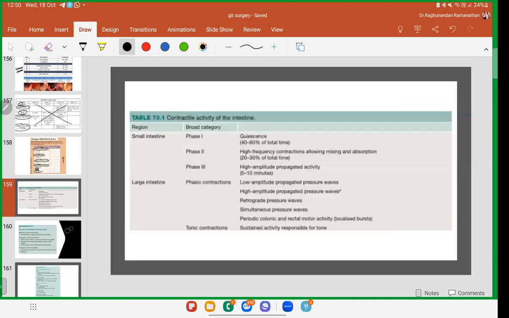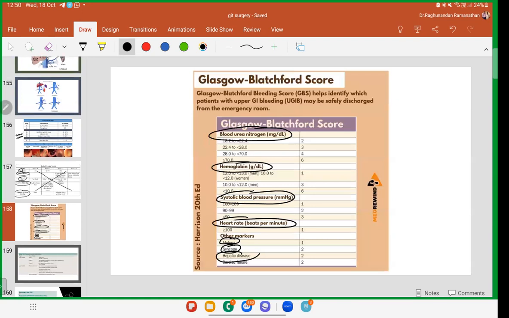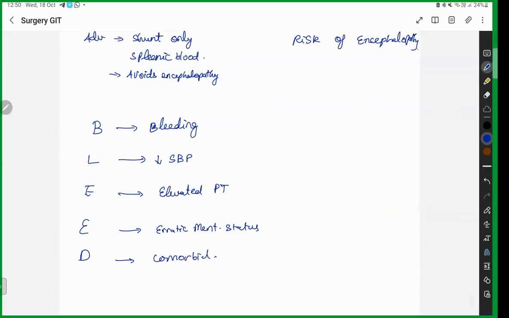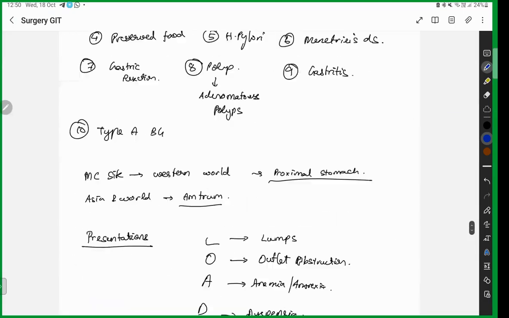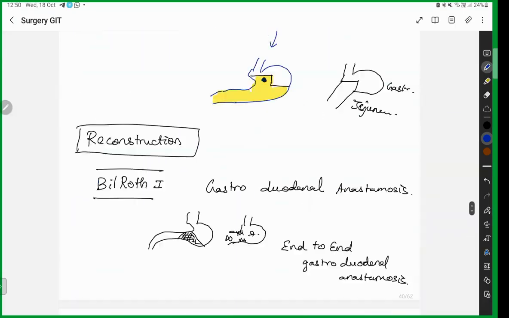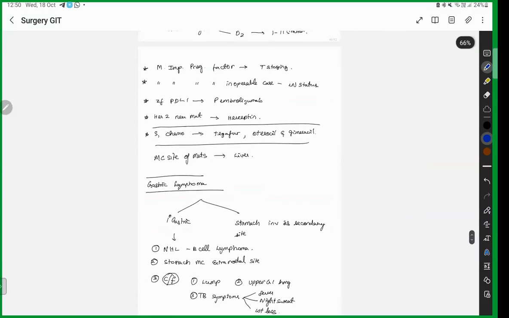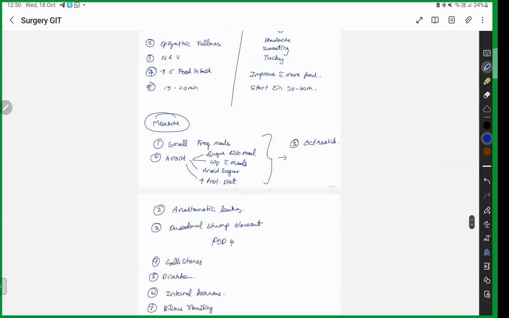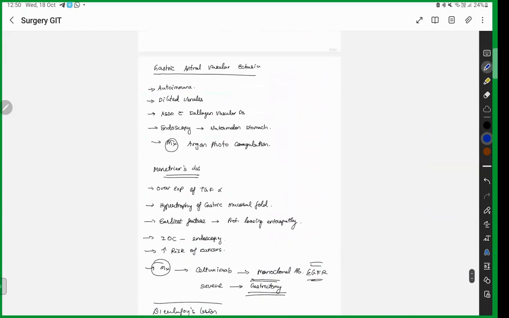Next, we are going to talk about the small intestine. With this, we are completing a very important topic, your liver. We have completed upper GI hemorrhage, so next we are going to discuss the small intestine. Do you remember I told you to take a screenshot initially? In that screenshot, I have described the important questions that will be asked from the exam point of view.